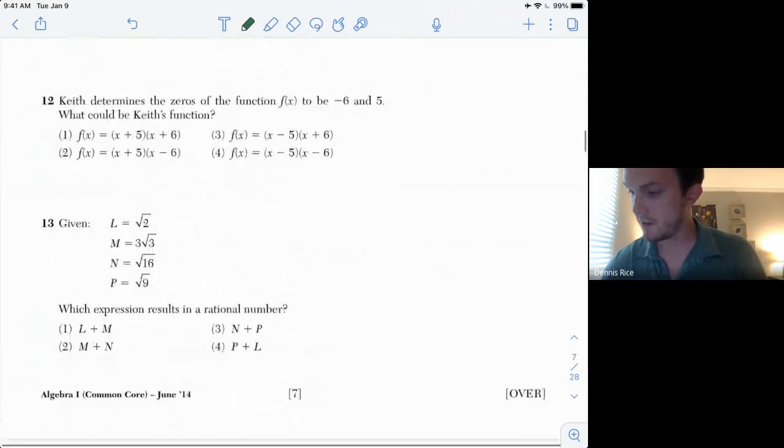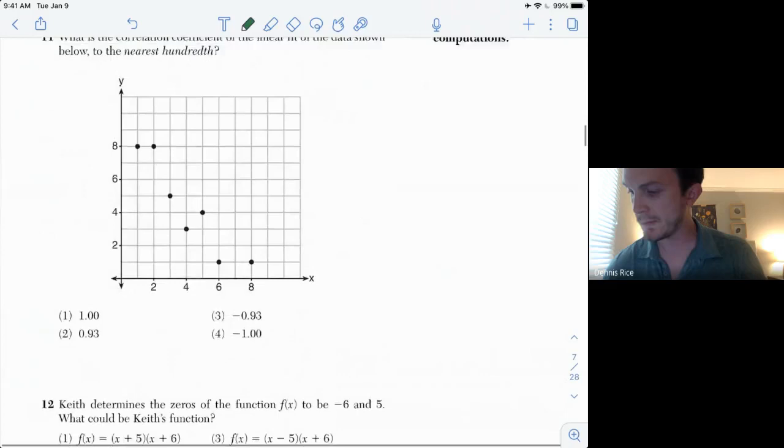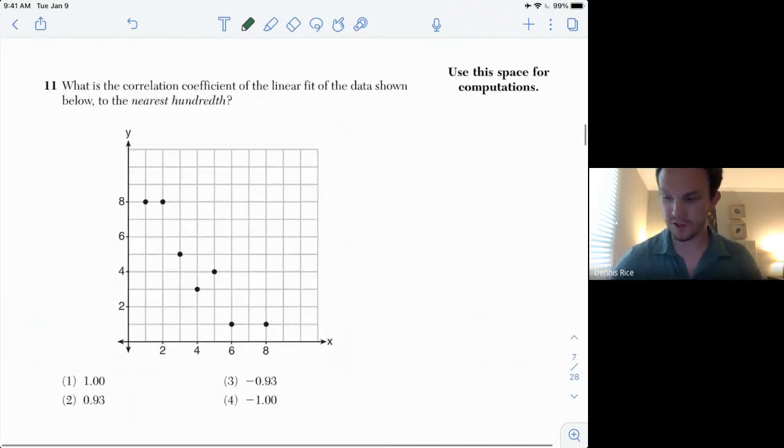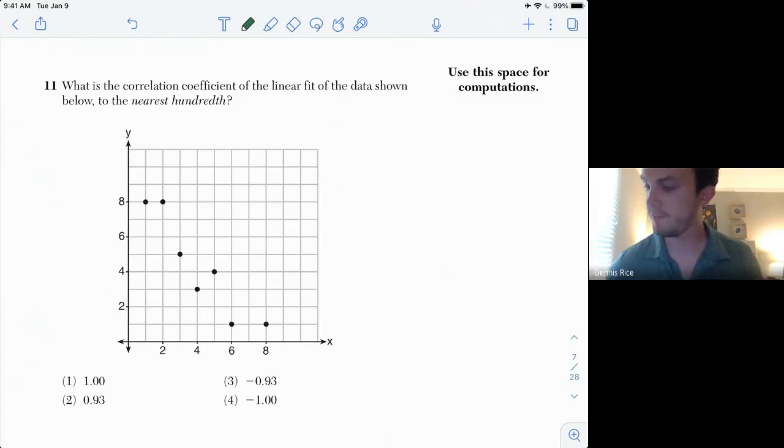All right, let's skip around. Skip. Ooh, this is a good one from our test last week. What do you think the correlation coefficient of this would be? We'll do this quick. What do you think the correlation of this should be? Let's say this is the line of best fit.